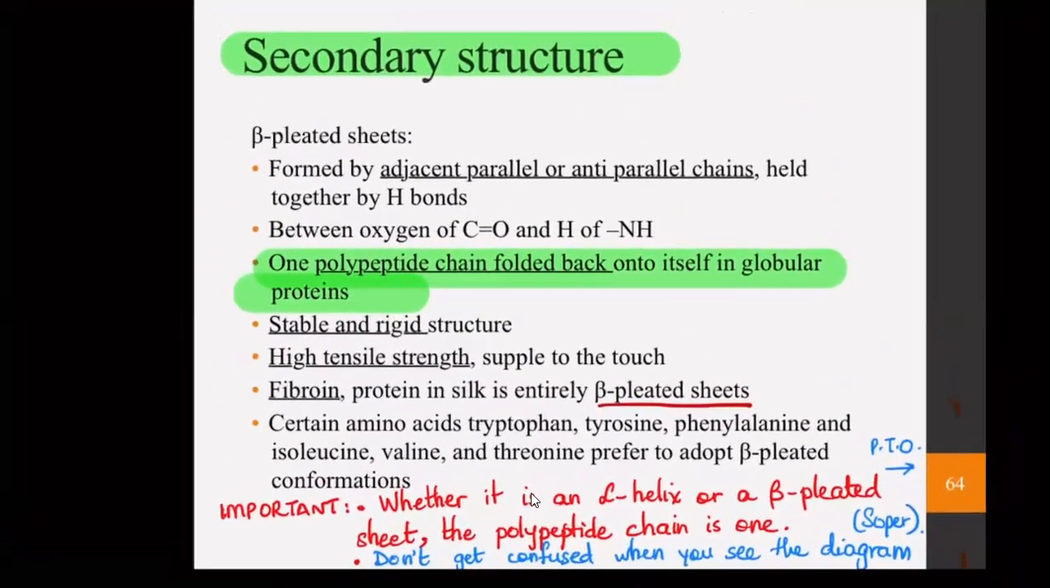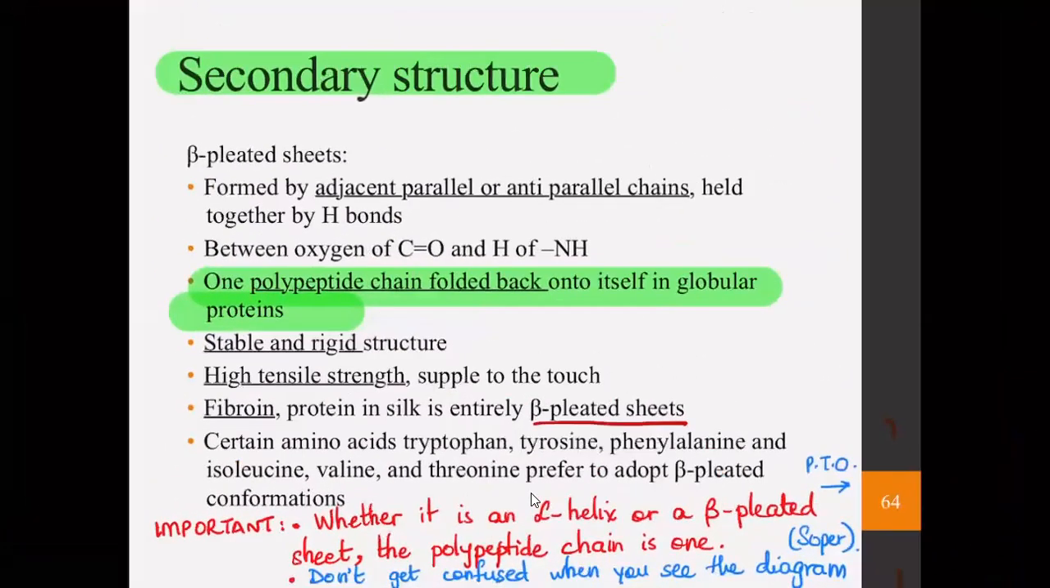Is that clear, Alia? Yes, Alia. Alia, can you hear me? Yes, Miss, I can hear you.